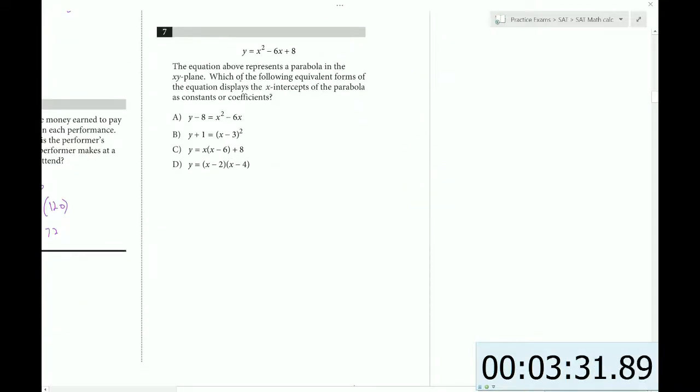The equation above represents a parabola in the xy plane. Which of the following equivalent forms of the equation displays the x-intercepts? So we want it to display the x-intercepts. So we want it in factored form. All right. So looks like choice D is going to be correct. And just to confirm, yeah, if we were to factor this, same negative 4 and 2, right?